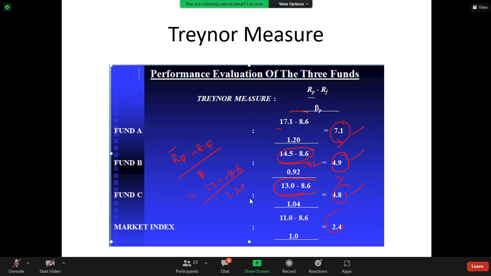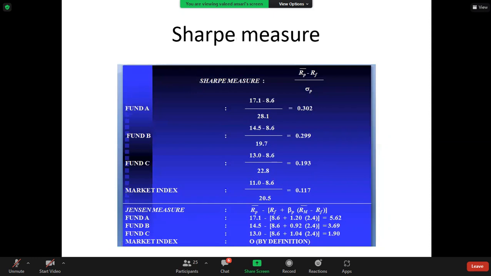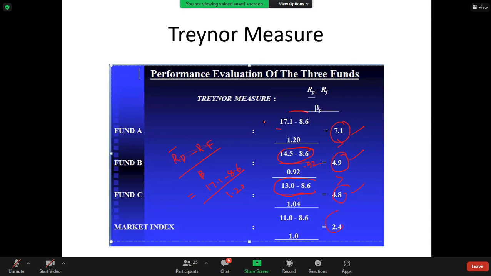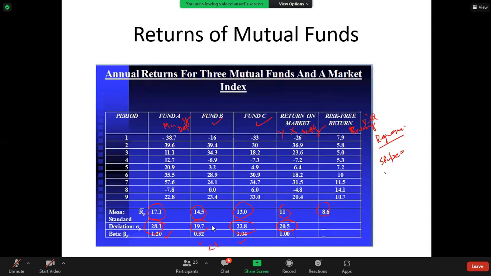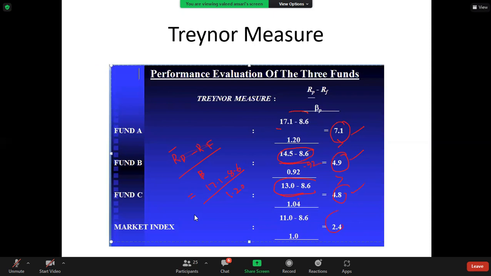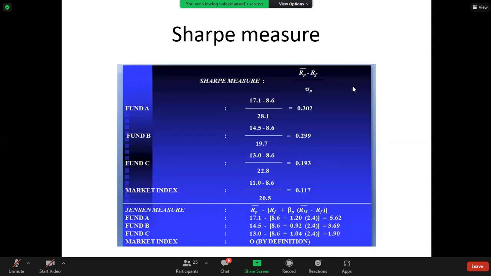Now in the Sharpe method, the numerator will be the same, 17.1 minus this, but we will look at the standard deviation, which is 28.1 here. So the numerator is the same as Treynor. There is no difference here. The only difference is the denominator, the SD, that is 0.32, 0.29, 0.2. So naturally this is the performance ranking, 1, 2, and again it is also a coincidence.